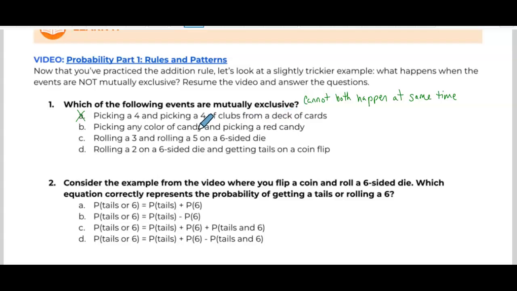Well, if you pick any color, red could be the color, and then you've still picked a color, so it's not that. Rolling a 3 and rolling a 5, that's similar to the rolling a 1 and rolling a 5 before. That's the one that's mutually exclusive. Rolling a 2 and getting tails, those things could both happen, so that's not it either. So it should be C, rolling a 3 and rolling a 5. Those are the only things of this list they can't both happen.